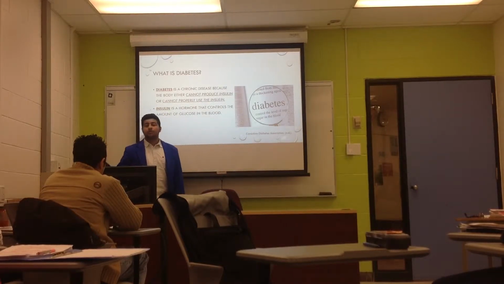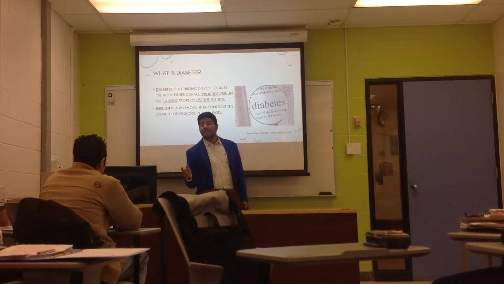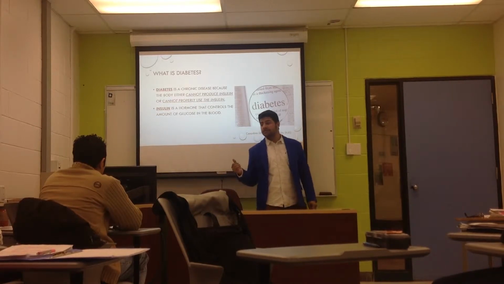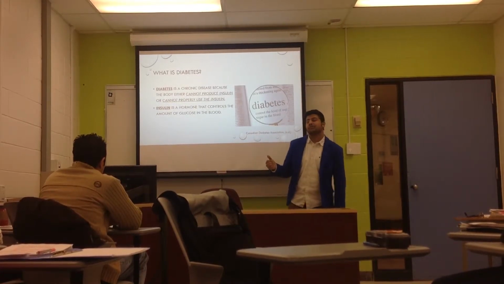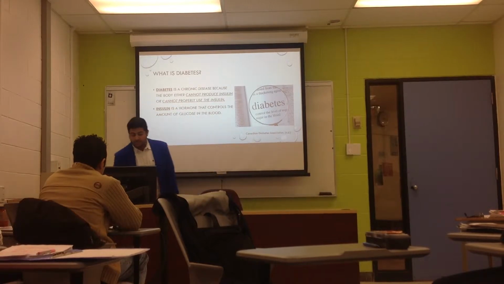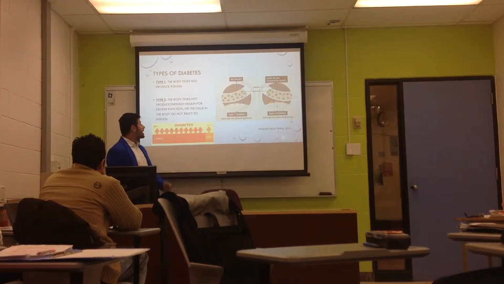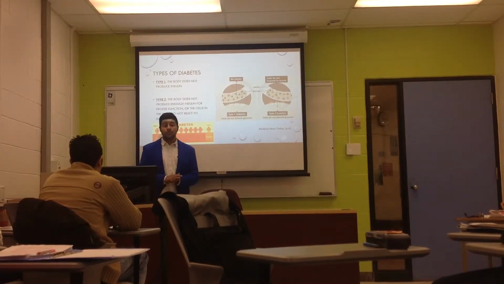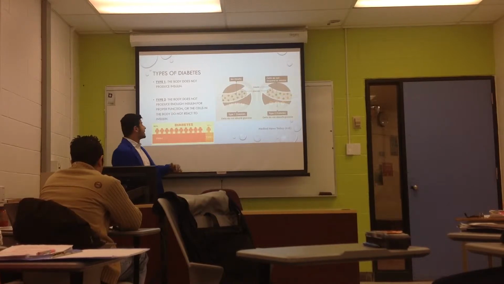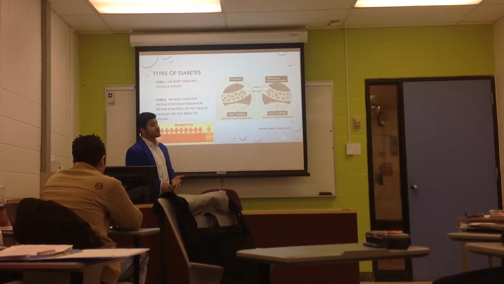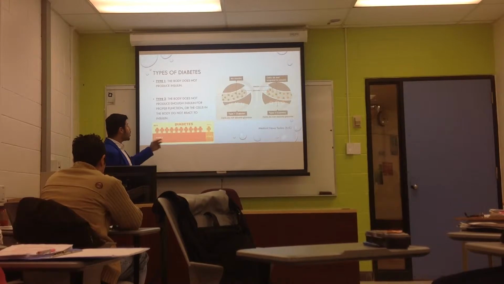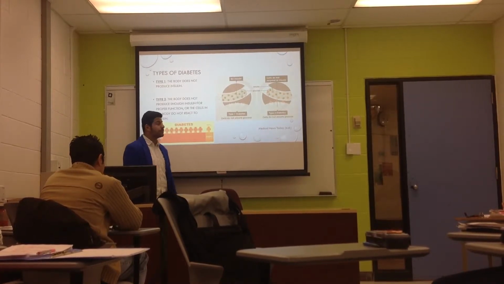But before I move on to the second slide, do you know how many types of diabetes there are? No? Okay. Actually, diabetes has two types. The first type is when the body does not produce insulin at all. And the second type is when the body does not produce enough insulin, or, as I said before, the cells in the body do not react to insulin.